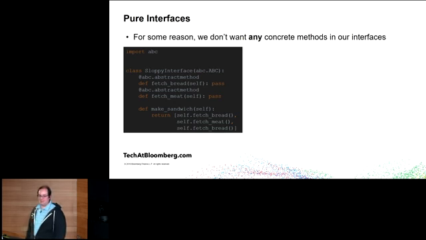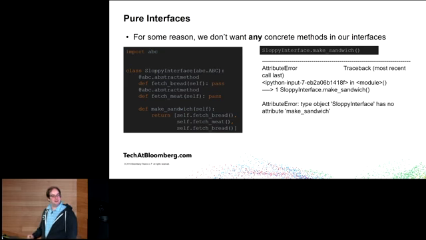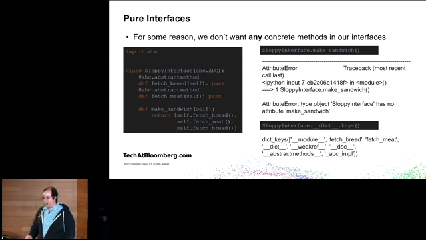So abstract base classes are great. Abstract base classes are wonderful. But they do allow you to have a mix of abstract and concrete methods. And for some reason, let's say we didn't want that. Let's say for some reason we did not want any concrete method on our interfaces. So here where we're defining this sloppy interface that has a mix, we do not want it to be making sandwiches. When someone calls make sandwich afterwards, we would like it not to be there at all.